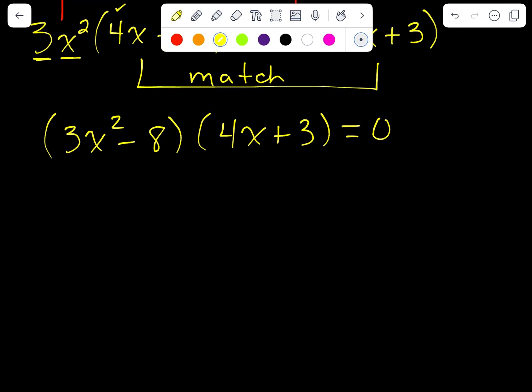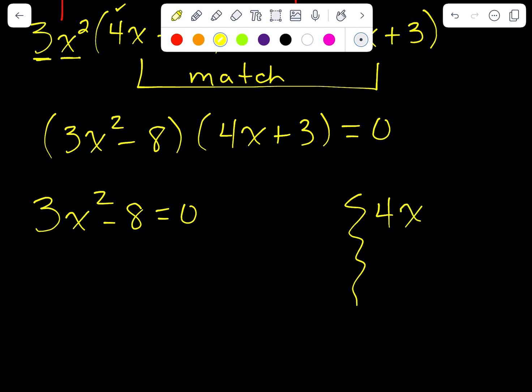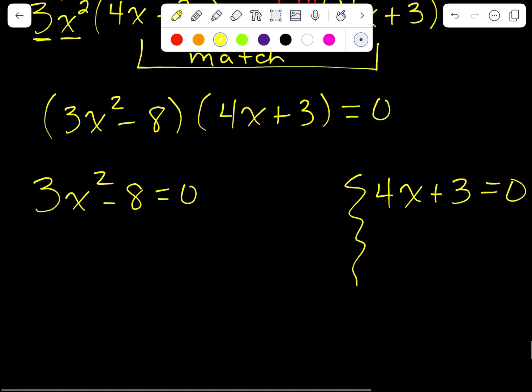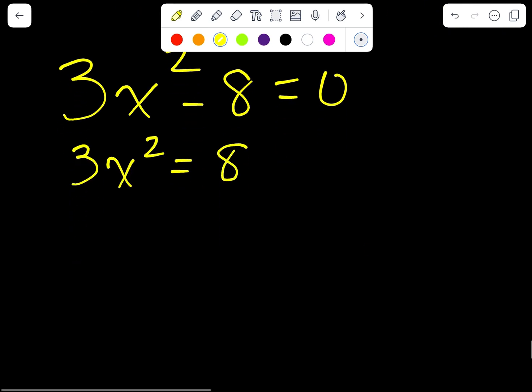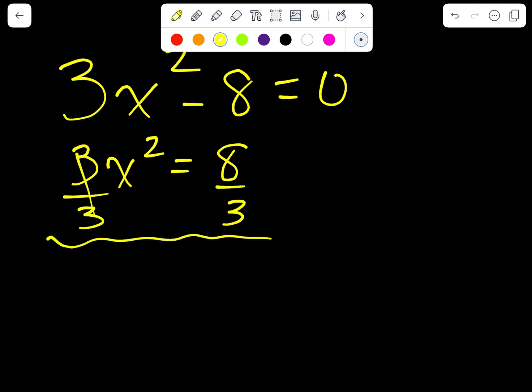To solve, we want to create two equations. We're going to have 3x squared minus 8 equals 0. And then we will have 4x plus 3 equals 0. Let's look at this first one here, 3x squared minus 8. We want to add 8 to the other side. We're doing opposites. And then we divide by 3. That leaves us with x squared equals 8 divided by 3.